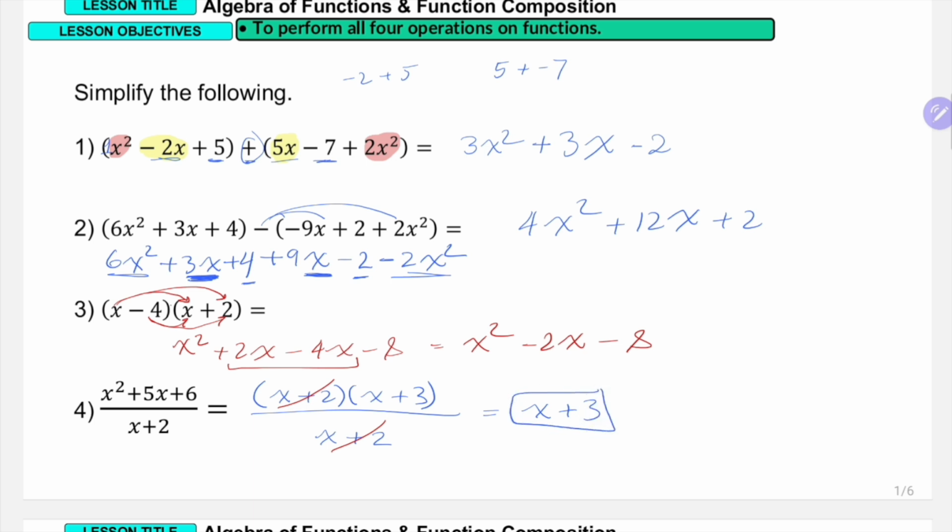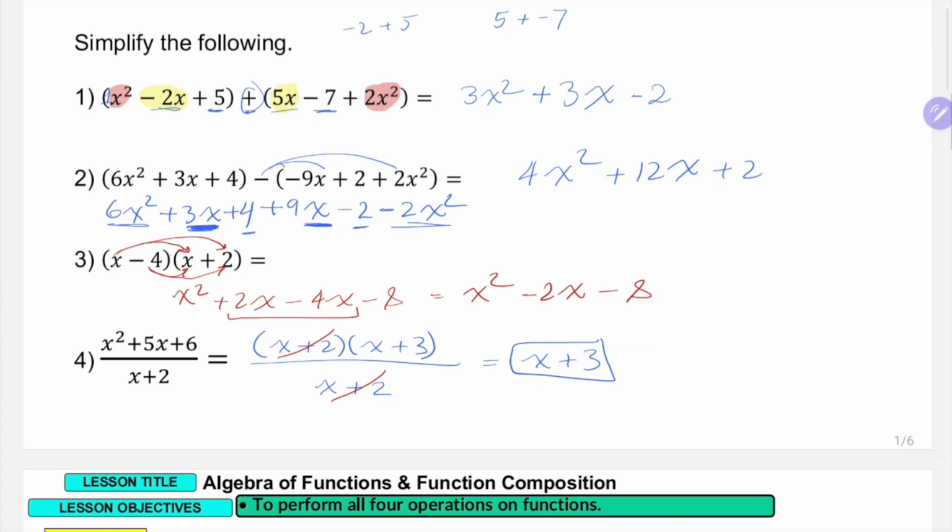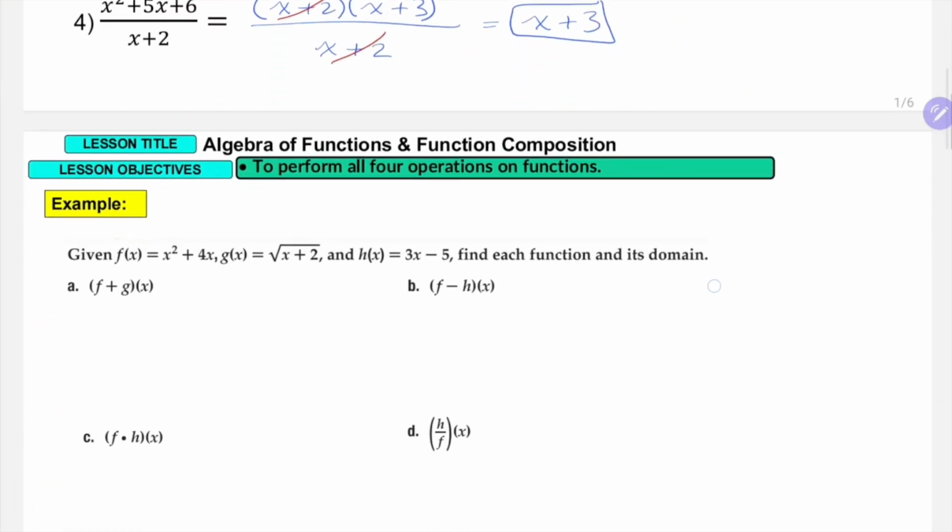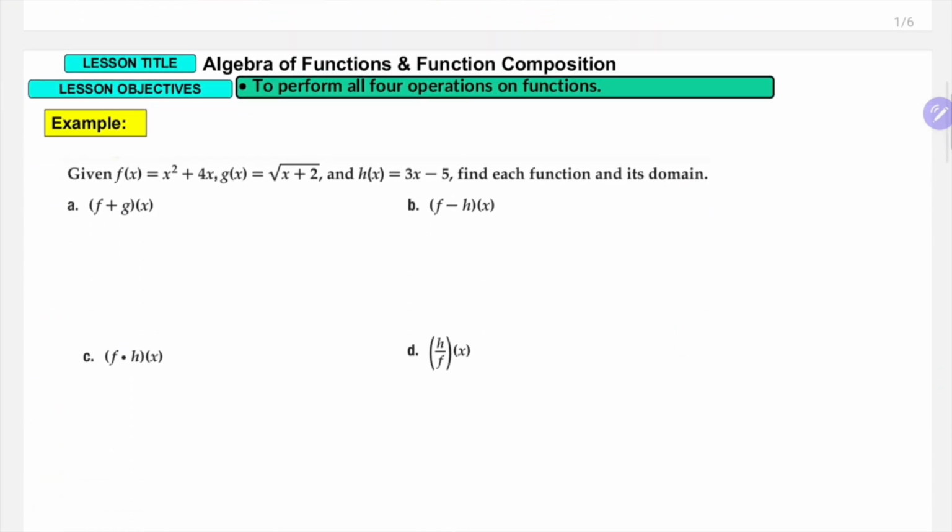If I cannot find anything that crosses out like this, then I need to do long division, which is, this is going to be the dividend, and this is the divisor. Okay, now how is this related to today's lesson? It is pretty much the same, because I'm going to give you here in this example 3 different functions: f of x, and then g of x, and then h of x. And then I will ask you to add f and g together, subtract f minus h, multiply f by h, and divide h by f. And then you need to write the simplest form and then try to find the domain of the final answer.